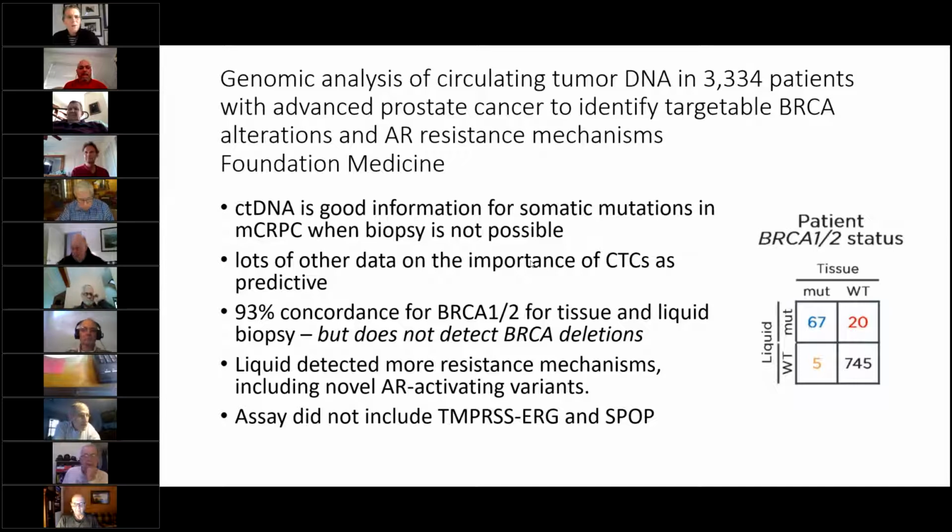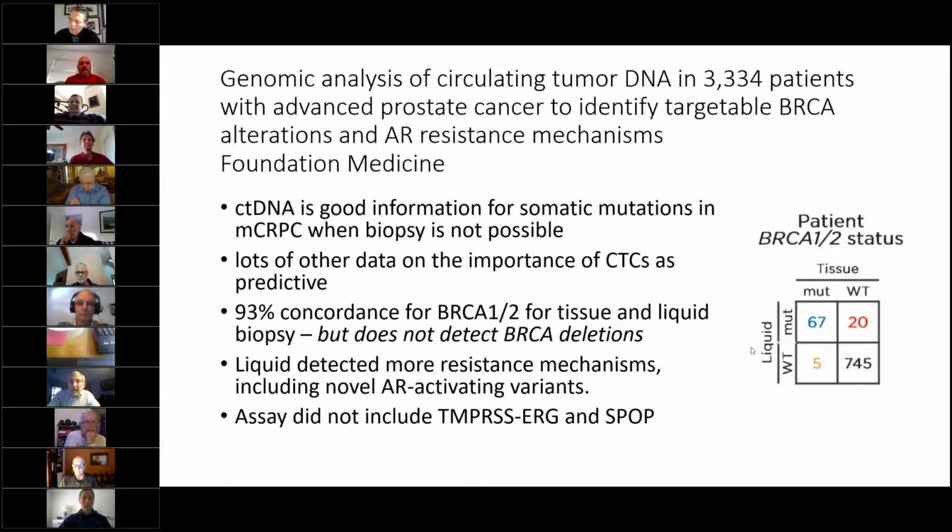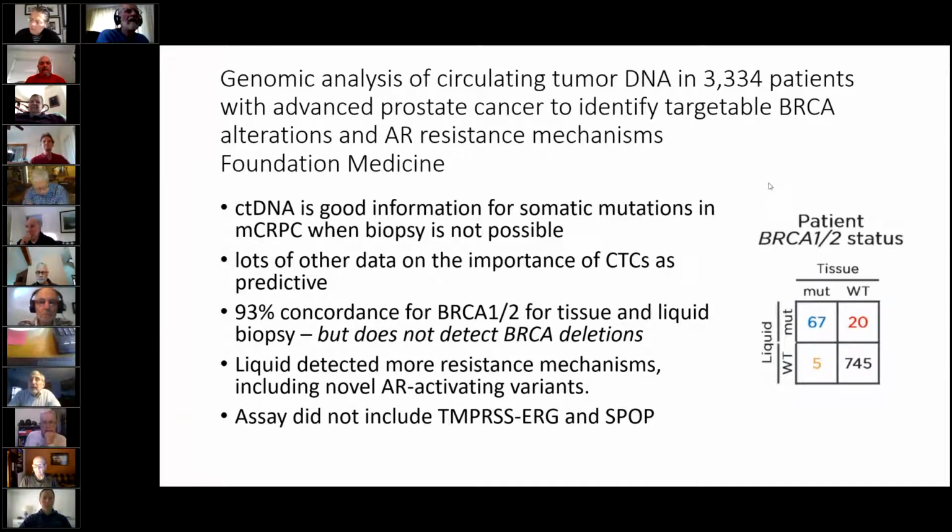This is our first slide. We thought that Foundation Medicine had a very interesting presentation, basically comparing circulating tumor DNA versus biopsy DNA. And there's a huge overlap, as you can see from this data in the lower right-hand corner, that they are very much concordant. So if you can't get a somatic, a tumor sample, circulating DNA gives lots of information.